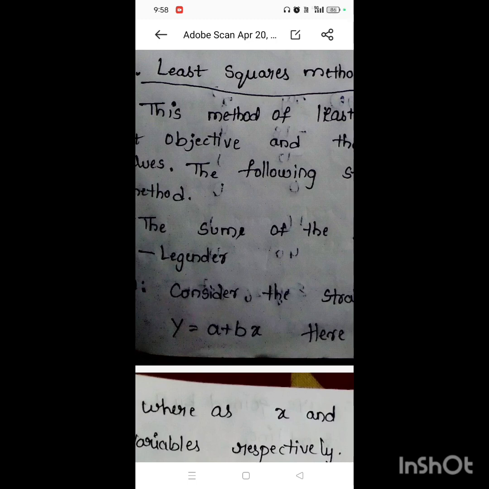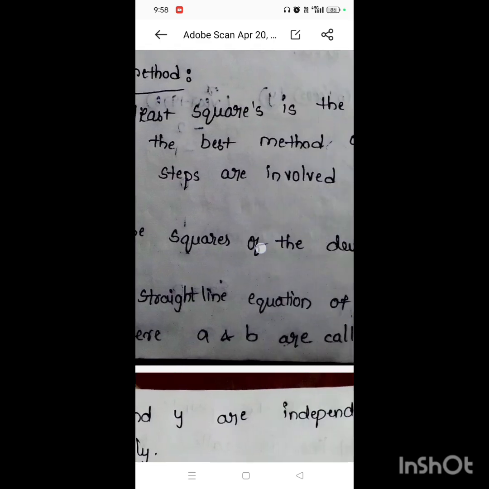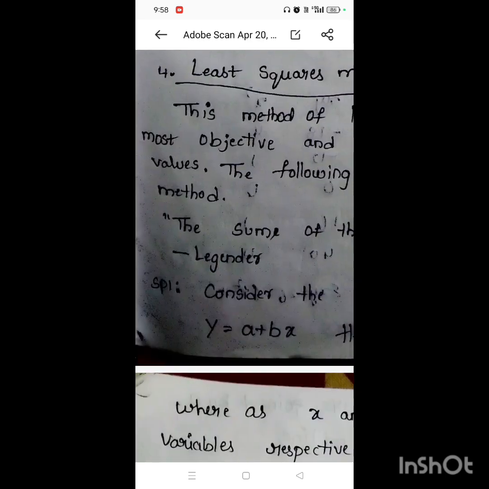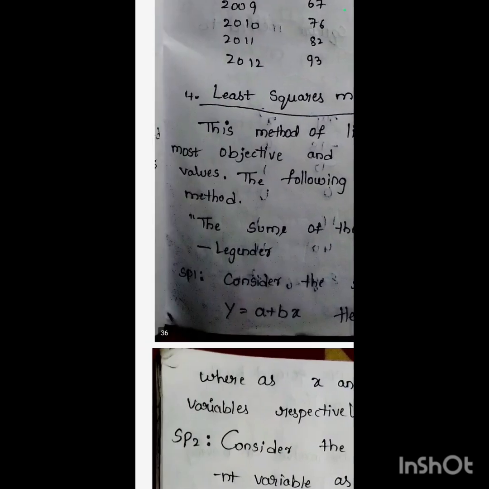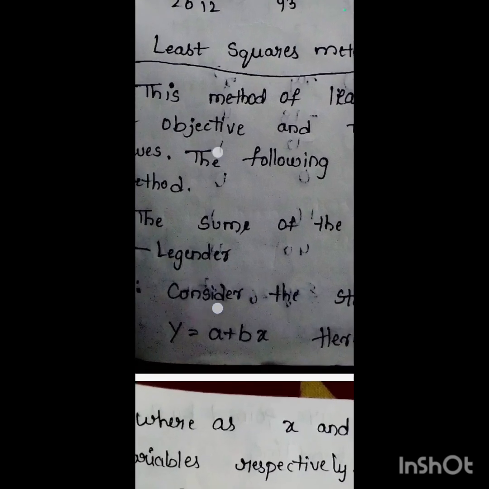Today we are learning about the least squares method again in time series. This method of least squares is the most widely used, most objective and the best method of obtaining the trend values. The following steps are involved in the least squares method. The sum of the squares of the deviation is minimum, which is given by Legendre.